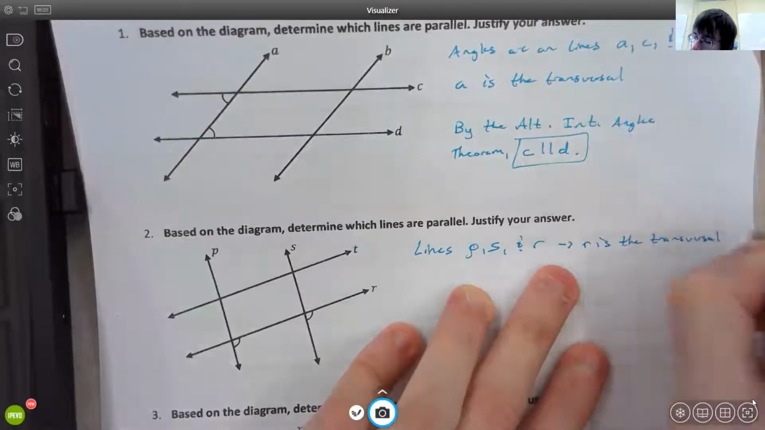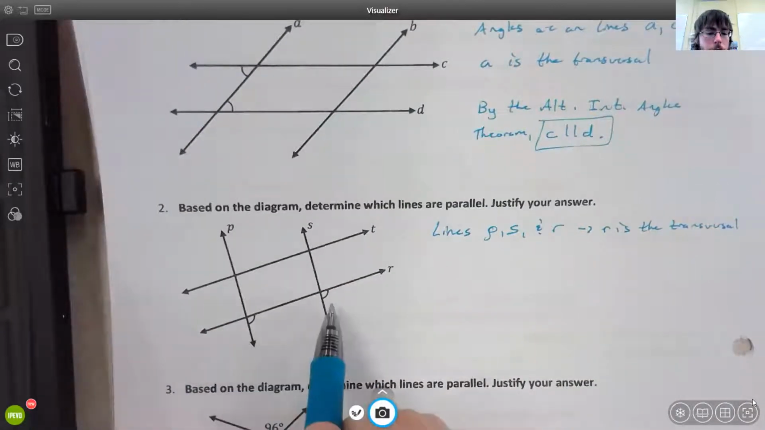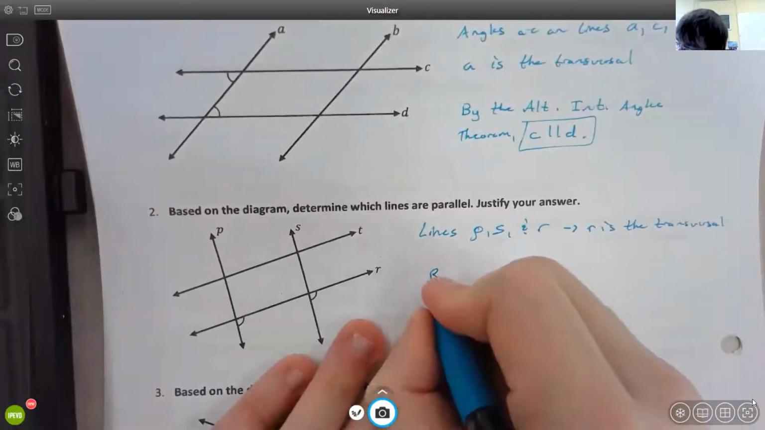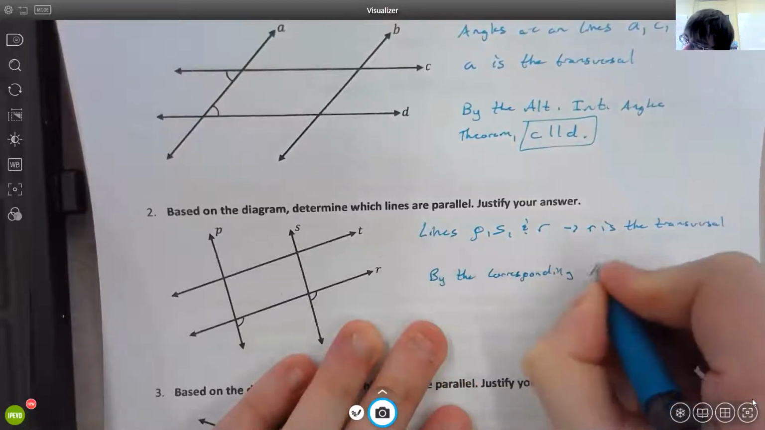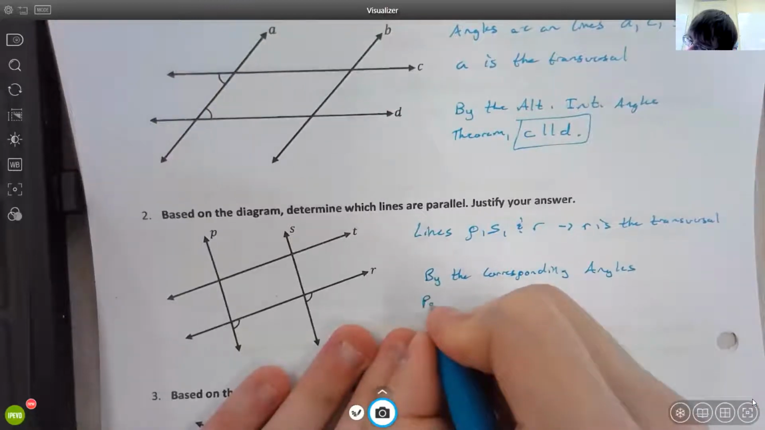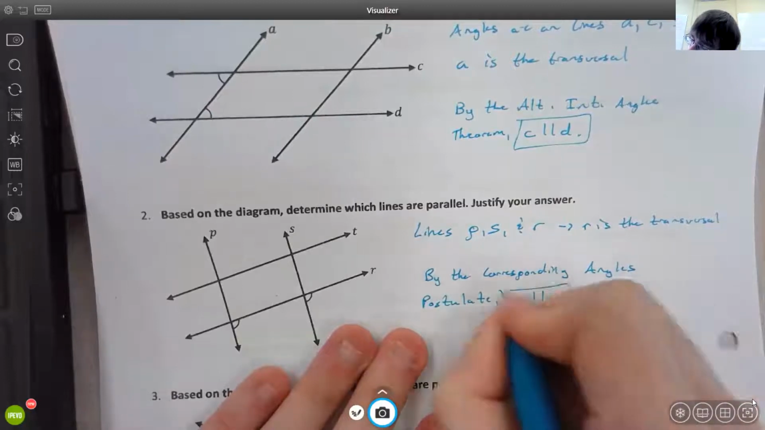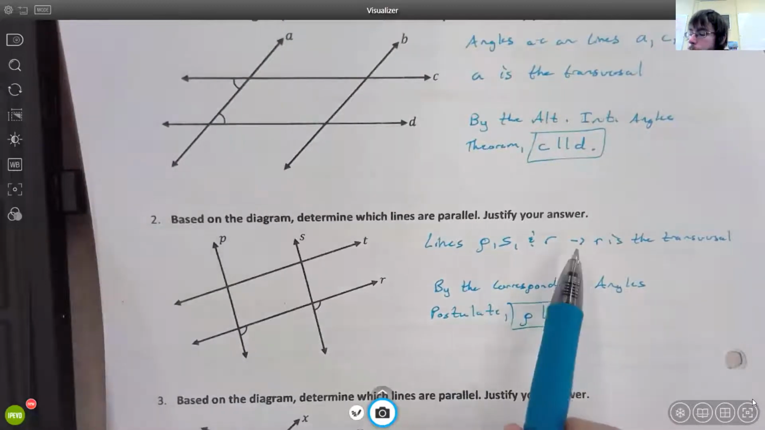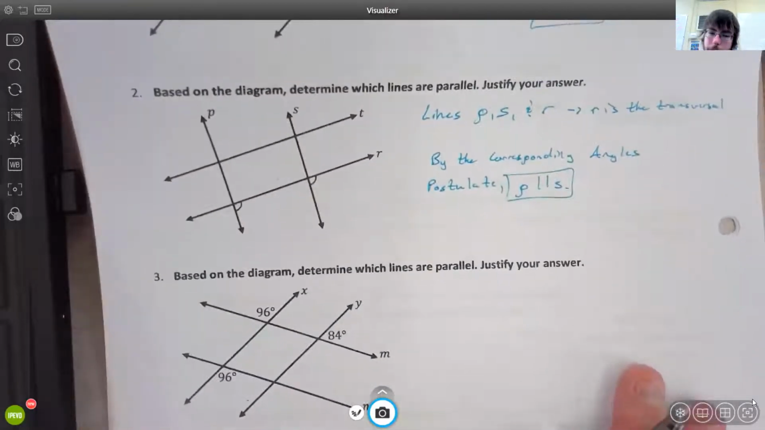So now we need to look at the relationship for these angles. Well, these two angles are congruent, and these two angles specifically are corresponding angles. They are supposed to be congruent. So by the corresponding angles postulate, P is parallel to S. Okay. You're never going to have your transversal be parallel to the lines that it cuts. So make sure you write them down correctly.